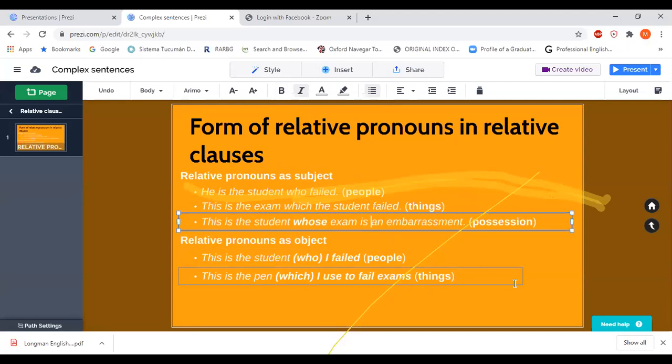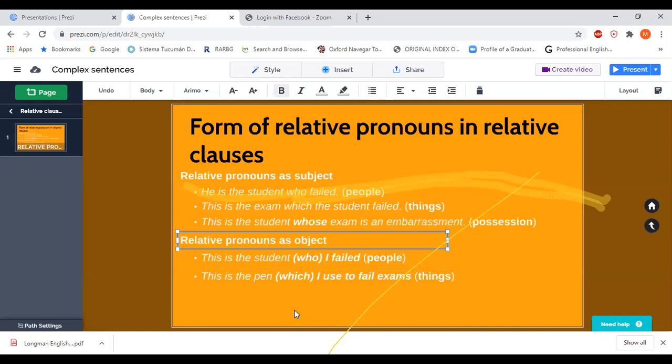Do you understand? Yes. Okay. Sometimes relative pronouns can function as an object. And this is very important for you to understand because it is in these cases where we can omit the relative pronoun. Okay. So we can say something like, this is a student who I failed. Again, as we said before, we use who for people. And in this case, I can omit the relative pronoun who, and I can say, this is a student I failed.